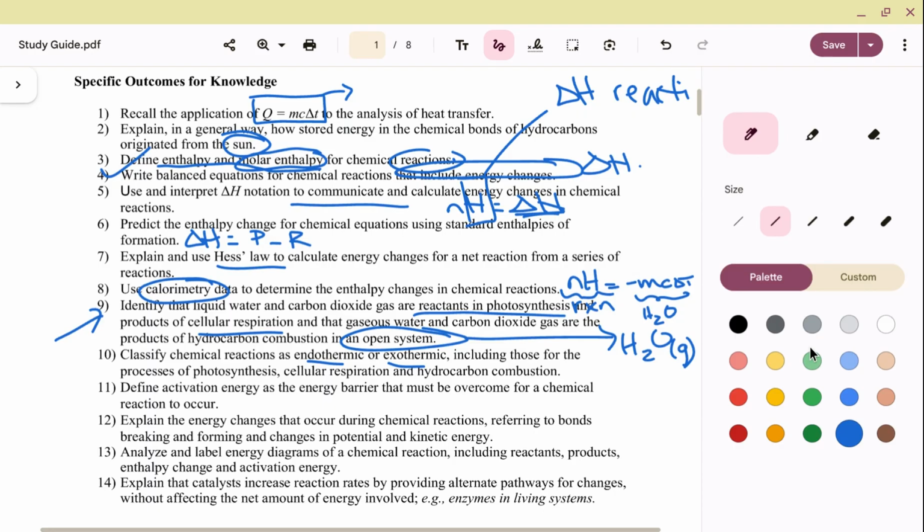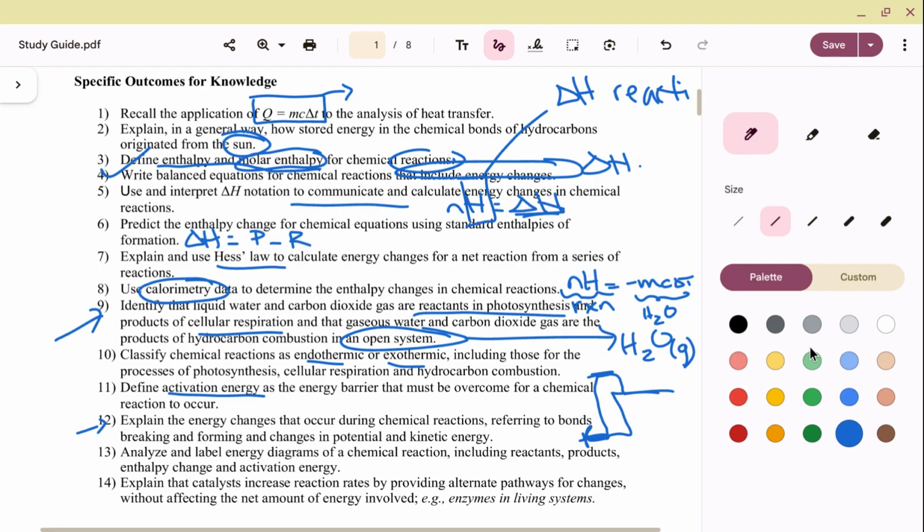Now we're moving on to activation energy, knowing that if you did have your potential energy diagrams, that activation energy is always that hill you need to get over. It's from your reactants to the top. Then that's that energy barrier before the chemical reaction can occur.